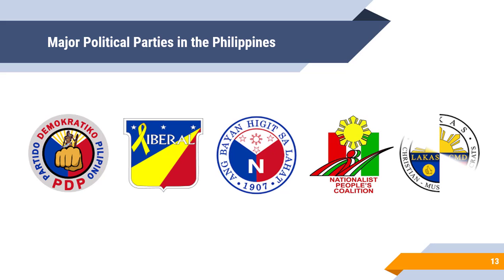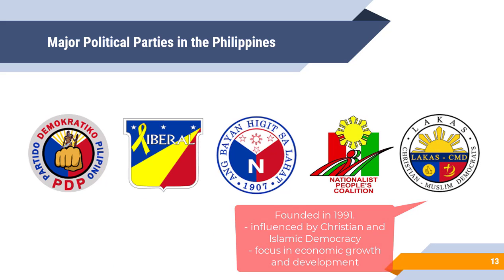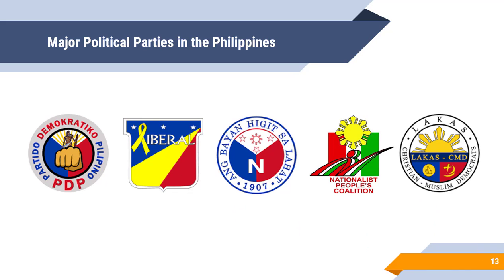The Lakas-CMD party. Founded in 1991, this party has been greatly influenced by Christian democracy and Islamic democracy. This party has been focusing on economic growth and development, and has created stronger ties with the United States of America. It is known for its advocacy of a shift from the present presidential system to a parliamentary form of government through constitutional amendments and through establishing peace talks with Muslim separatists and communist rebels.